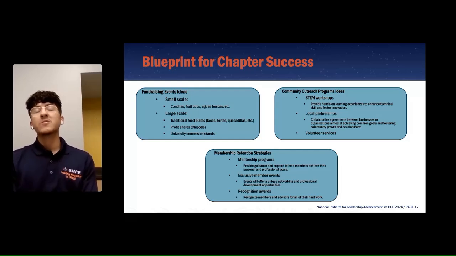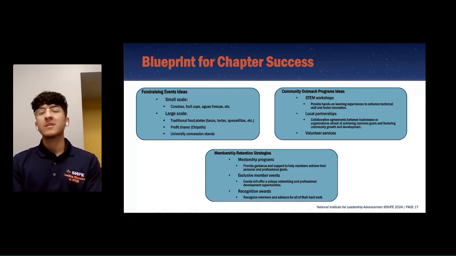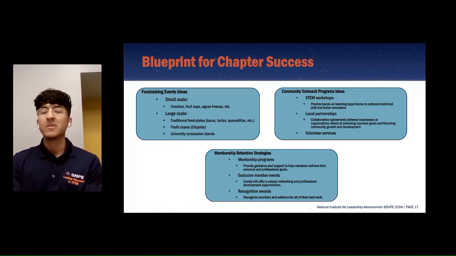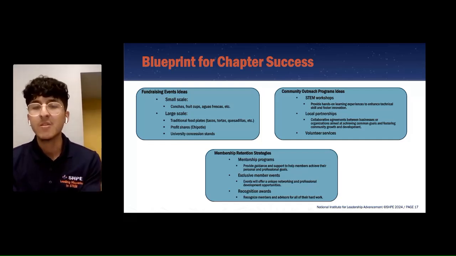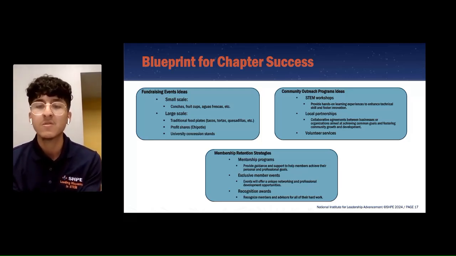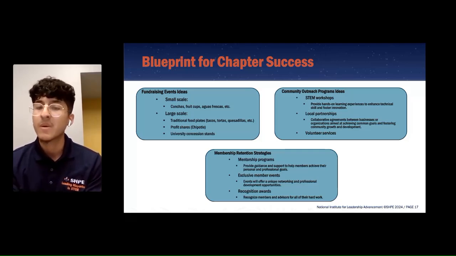And membership retention strategies can be considered either internal programming or external programming. When you do mentorship programs, you provide guidance and support to help members achieve their personal and professional goals. When you do exclusive member events, you offer unique networking and professional development opportunities to your members.